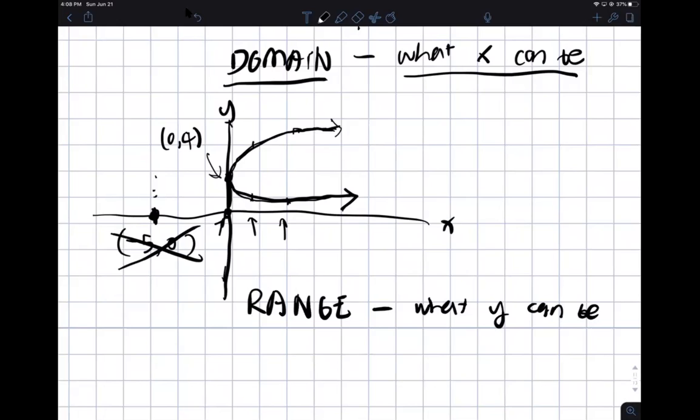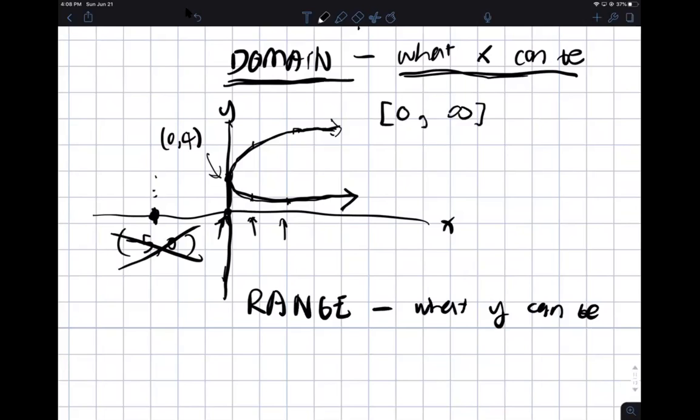So the domain would be 0. It would just be 0, right? So the domain just tells you all the possible values of x. So is 0 the only possibility? No, there's like 1, 2, 3, 4. Yeah, it goes all the way up to infinity, right? Because this graph goes on forever and ever. So what does that mean? It means the domain is the set of all numbers from 0 to infinity.